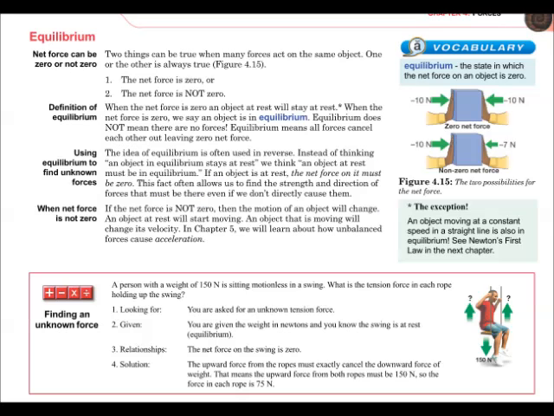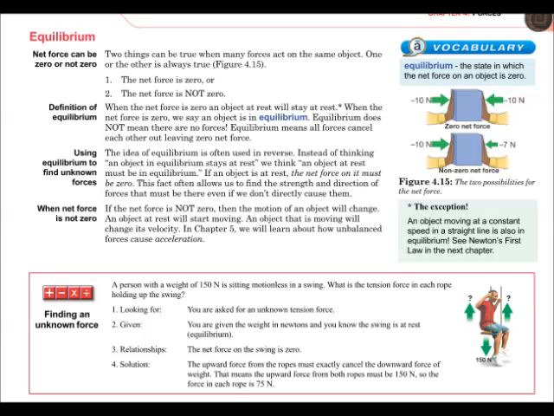Two things can be true when many forces act on the same object. One or the other is always true, figure 4.15. 1. The net force is zero, or 2. The net force is not zero. When the net force is zero, an object at rest will stay at rest. When the net force is zero, we may say an object is at equilibrium. Equilibrium does not mean there are no forces. Equilibrium means all the forces cancel each other out, leaving zero net force.